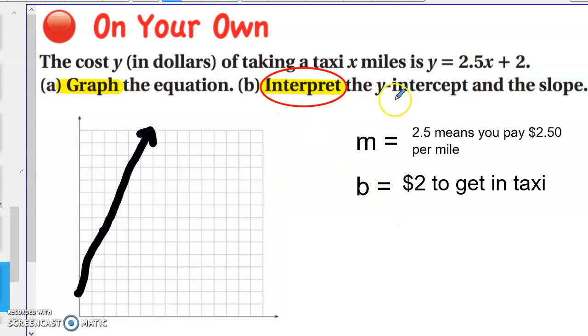Now, to interpret the y-intercept and the slope, well, my slope is 2.5, and that means you pay $2.50 per mile that you're riding in the taxi. Well, the $2 means that just to get in the taxi, you're going to have to pay $2, and then for every mile you go beyond that, they're going to charge you $2.50 or a portion of that, depending on if you go part of the mile.